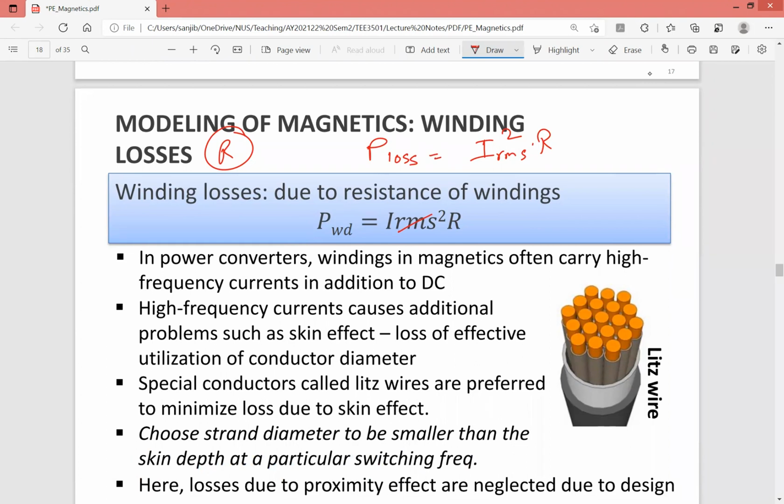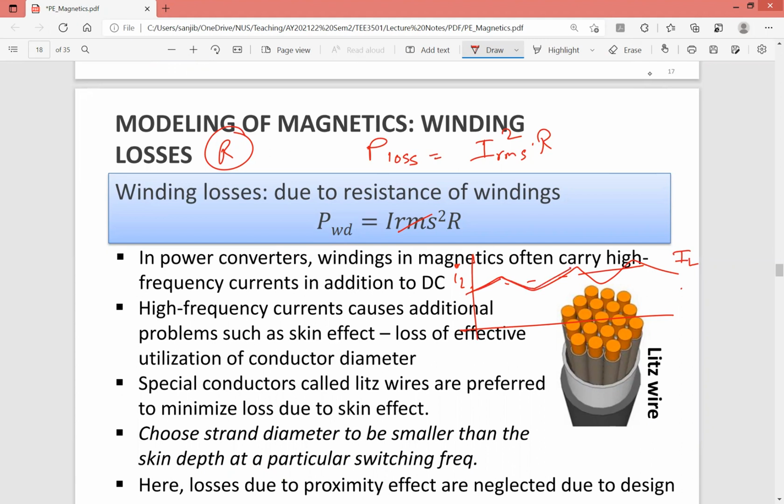Now, in power converters, windings in magnetics often carry high frequency currents in addition to DC current. If you remember the inductor current waveform we draw many times, there's a DC or average value, which you call the inductor current, but there is also a ripple. This ripple is quite high frequency, right? It's according to the switching frequency.